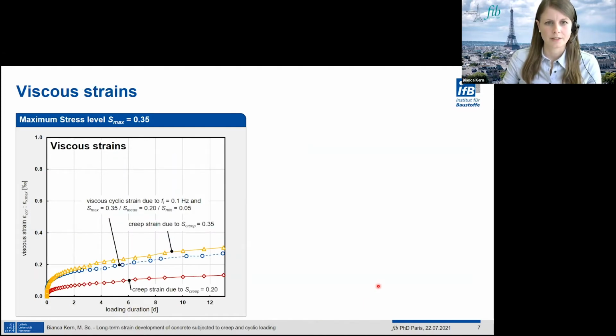So now you can see here the viscous part of the previously shown total strain curves, so the remaining strain component after subtracting the elastic strain component. The viscous cyclic strain is again marked in blue, and the creep strains in red and in yellow.